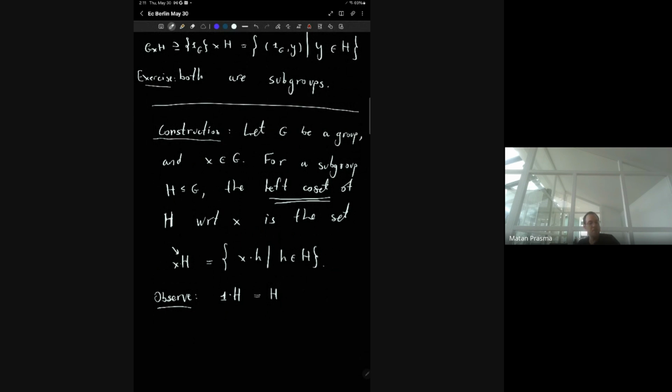Okay, of course, I could have done a right coset. Right coset would be Hx. It's all the products, h times x. If we don't assume that G is abelian, then left cosets could be different than right cosets. But very soon we are going to assume that G is abelian, and then it's not going to matter. So we might as well just choose one, either left or right, and stick to it.